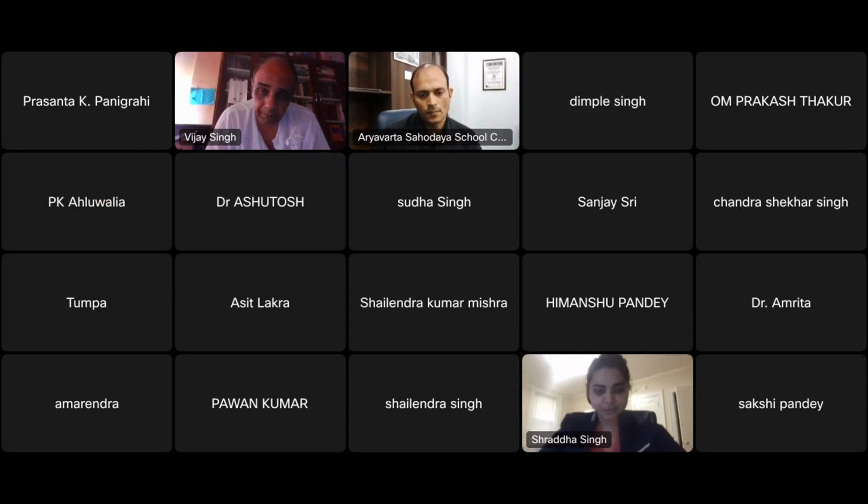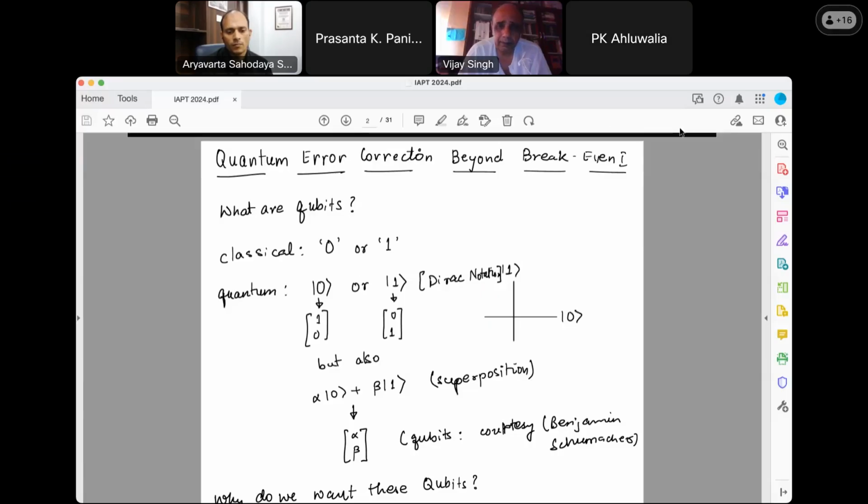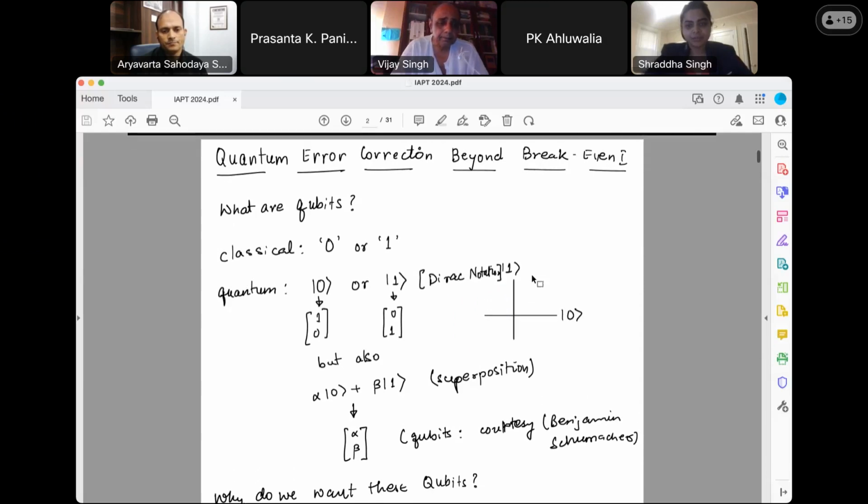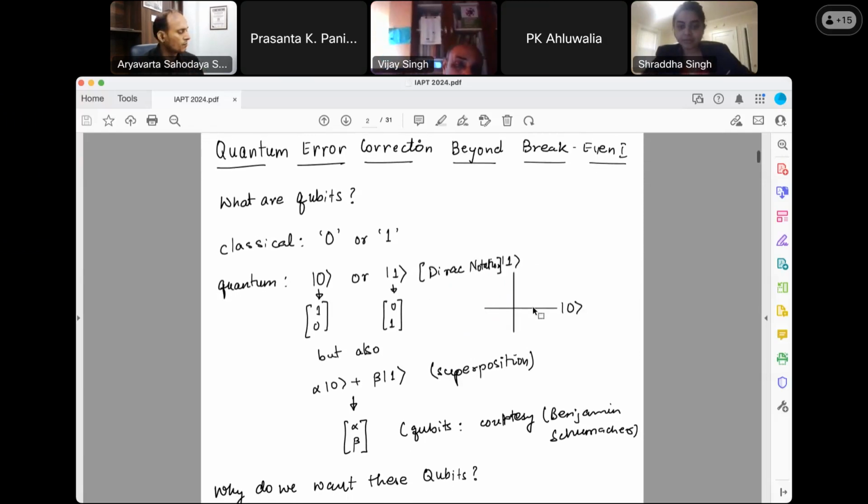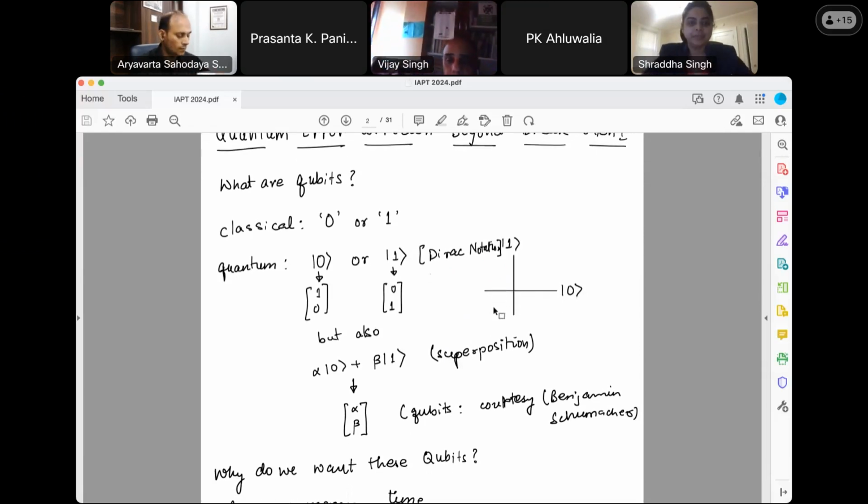Hello, everyone. So today we'll continue the lecture that I started yesterday. And I think, can you see my screen? Yes. I think it would be important to go through some notations related to qubits from the bottom up. All right. First, let's discuss what qubits are and what their representation is.